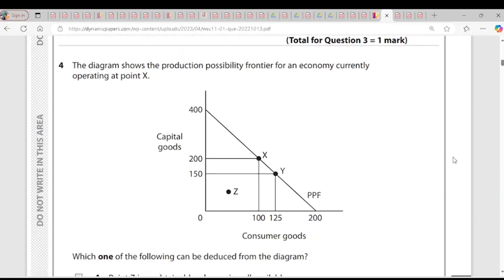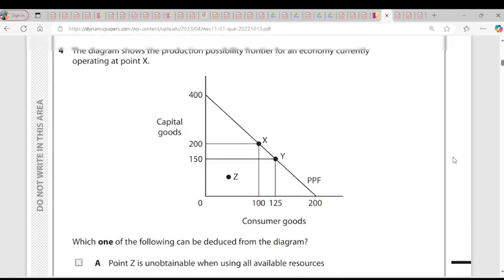Question 4. The production possibility frontier. They said the diagram shows the production possibility frontier for an economy currently operating at point X. Before we go into that, what is a production possibility frontier? This is the consumption of resources. No. It's a combination of two resources when the product is efficiently done. No. A production possibility frontier is a graph that represents the combination of two goods that can be produced if all resources are fully utilized, fully employed. So here there's a movement from X to Y. For every production possibility curve, there's always going to be opportunity cost. That's why we have PPF or PPC.